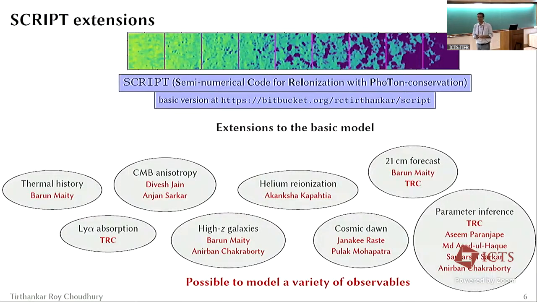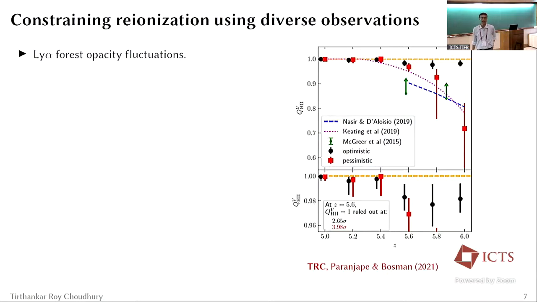And over the years, this basic version of our code SCRIPT has gone through various extensions, and these are all people working on various aspects of enhancing the semi-numerical code, where we have now included solving the thermal history, calculating CMB anisotropies, and making predictions for Lyman alpha absorption. Akanksha was working on helium reionization. We are implementing cosmic dawn now, and so on, and also parameter inference. So with all these extensions, now we can model a wide variety of observations.